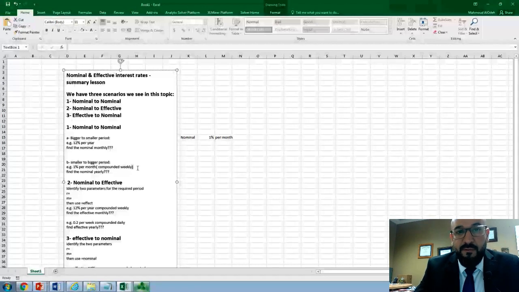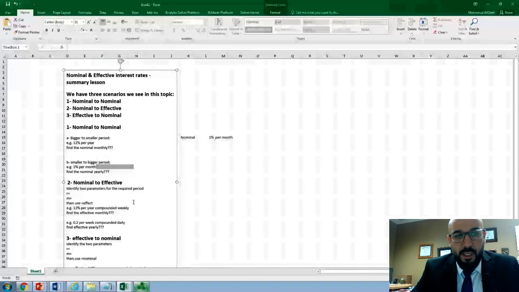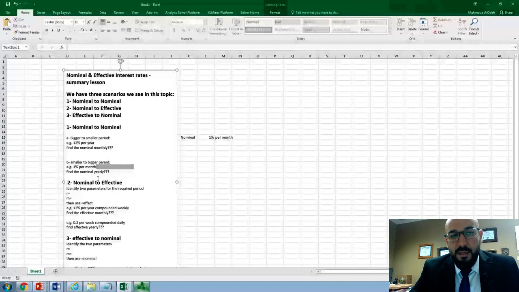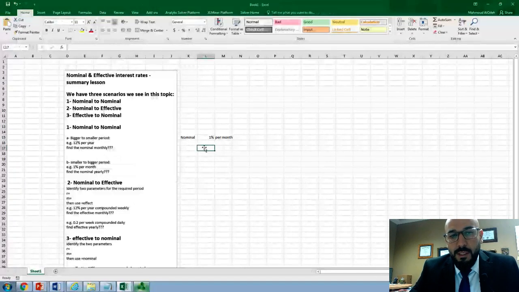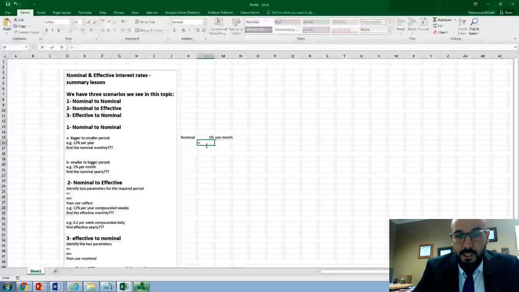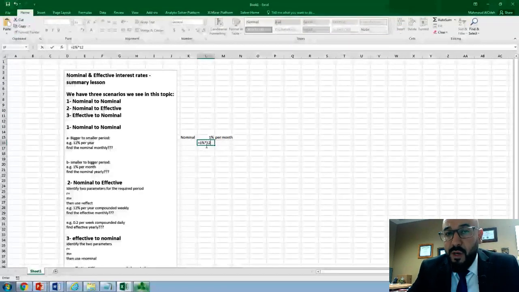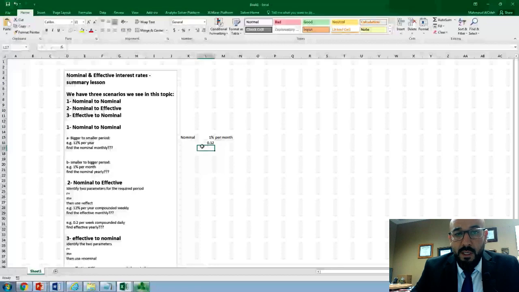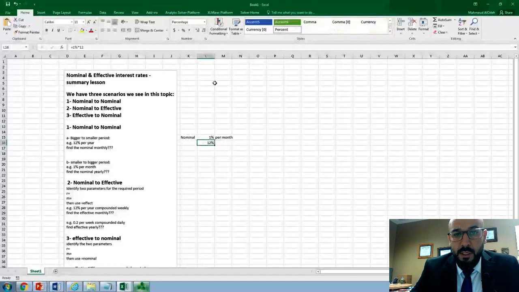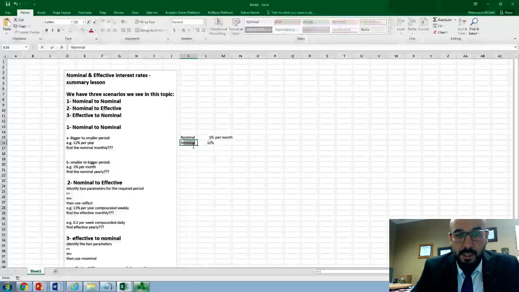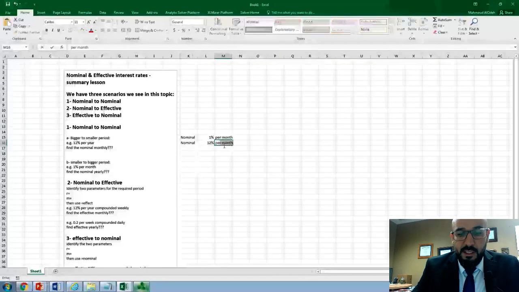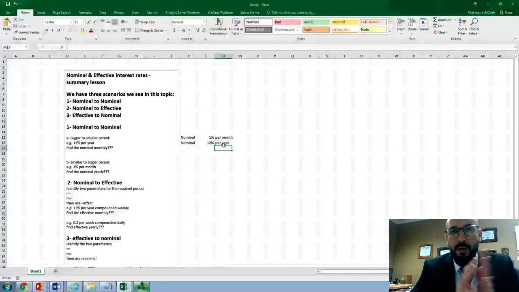This is important for effective. Now we're not dealing with nominal to effective. We're dealing with nominal to nominal. So ignore this part right here. So from month to year, we multiply the percentage of 1% times 12 months, because we have 12 months in a year. That would be 12% per year, and this is again nominal, and this is per year. Okay, I hope this is clear.